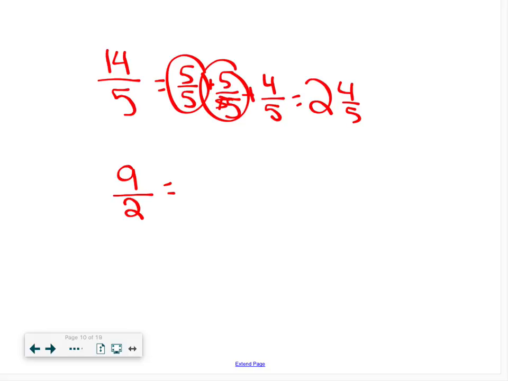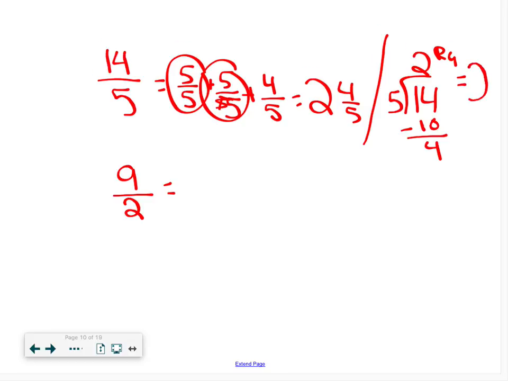Okay? Or I could think of division. 14 divided by 5. 5 goes into 14 2 times, that's 10. I have 4 left over, so I know that I have 2 wholes. I have 4 fifths left over, and that matches.